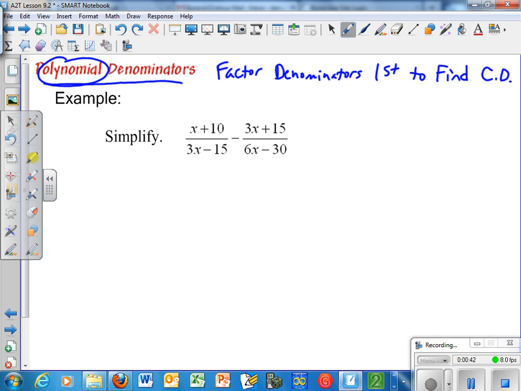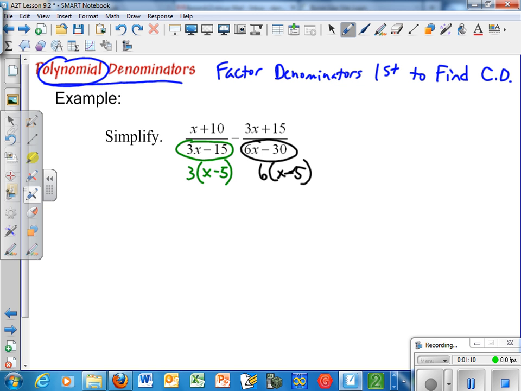So what we're going to do here is, now notice it's a subtraction in the middle. We'll deal with that negative sign here in a little bit. But I want to look at this denominator right here. Okay, that is factorable. I can take a 3 out of those two terms. So I have a 3, and then that leaves me with x minus 5. Over on this side, if I look at this one, I can take a 6 out, and I'm left with x minus 5. Whoops, that's x minus 5 there.